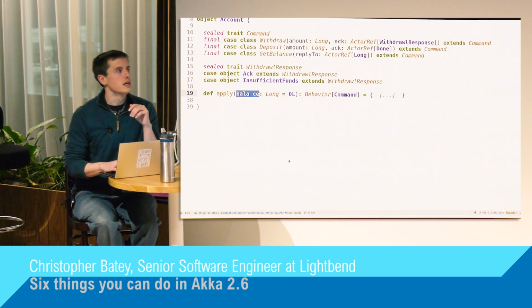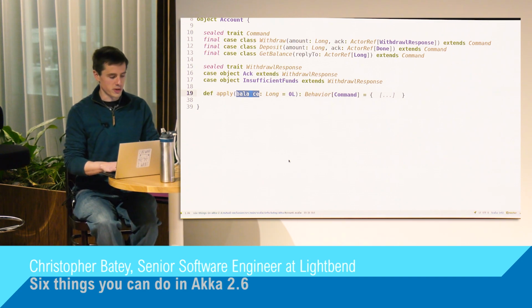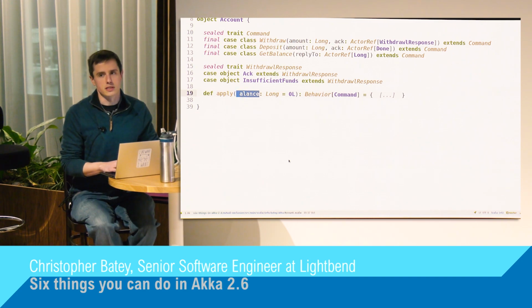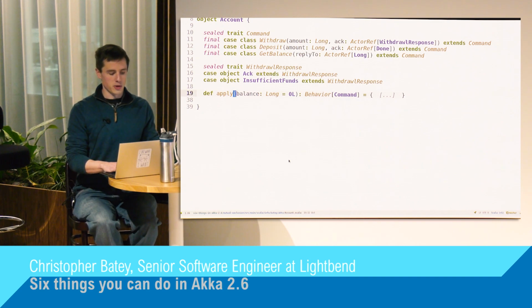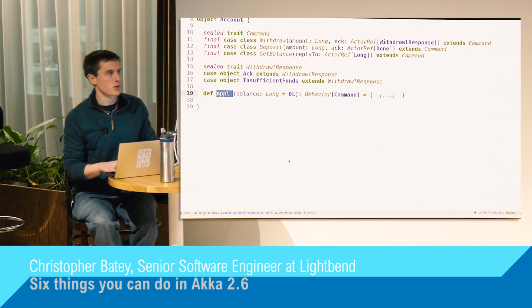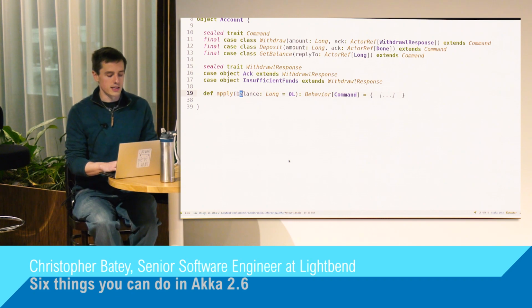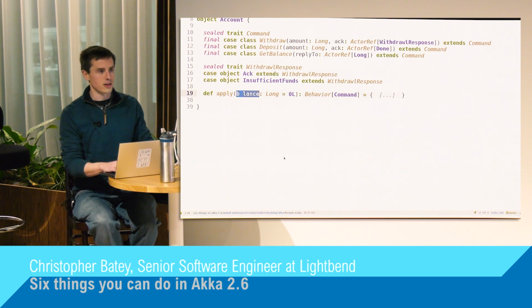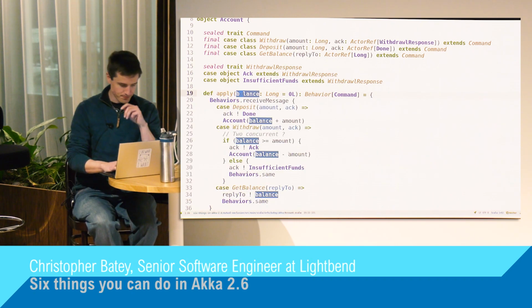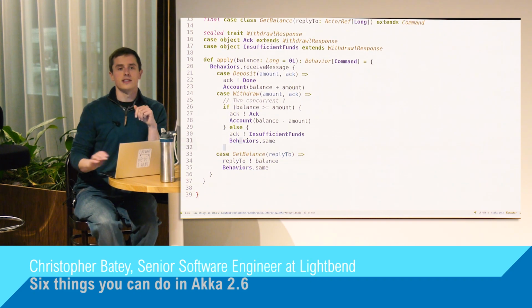How do we define the state? There are many ways you can do this, but one of the simplest ways is just to keep your state inside a method parameter. So here, the only state that we've got initially, we're going to make it a bit more complicated in a bit, is to have a balance. And that is just a long, and we're going to start off with 0. So the last thing to define is the behavior.